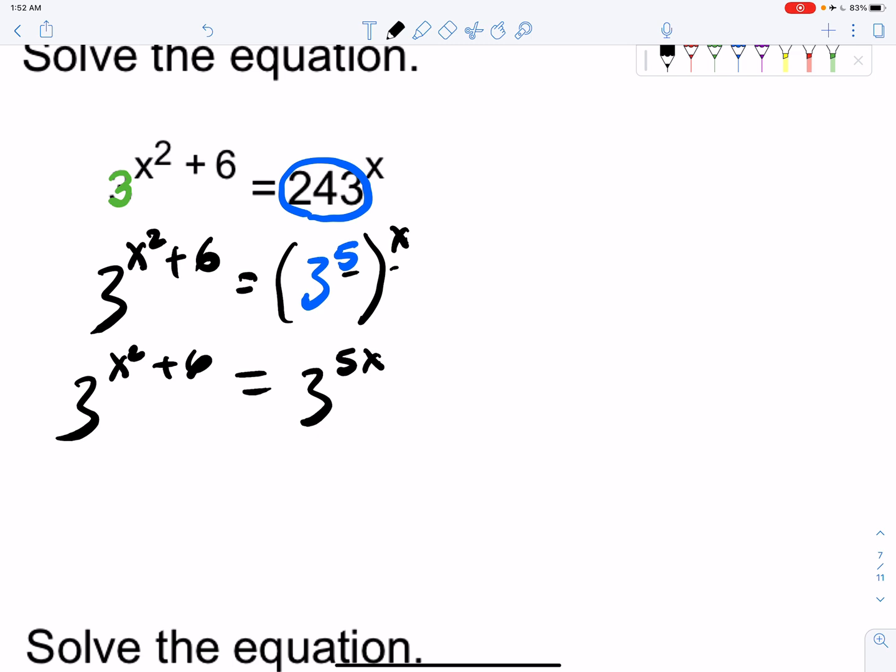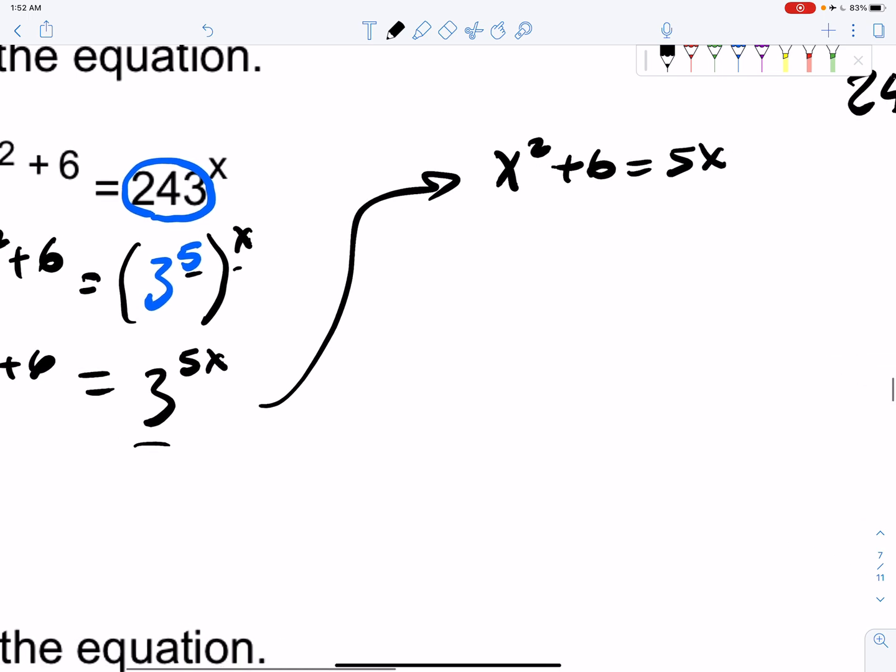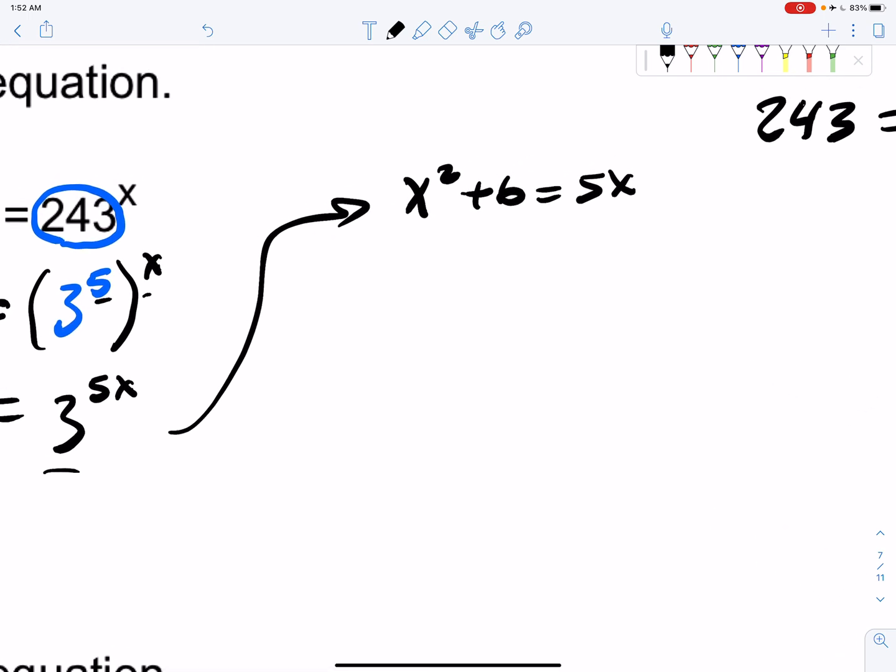So the bases are 3. The bases are the same. So we can now rewrite this as just an equality of the exponents. That's x squared plus 6 equals 5x. Well, that's still a simpler equation, but it's quadratic, right? So we want to set it equal to 0, by subtracting 5x on both sides: x squared minus 5x plus 6 equals 0.